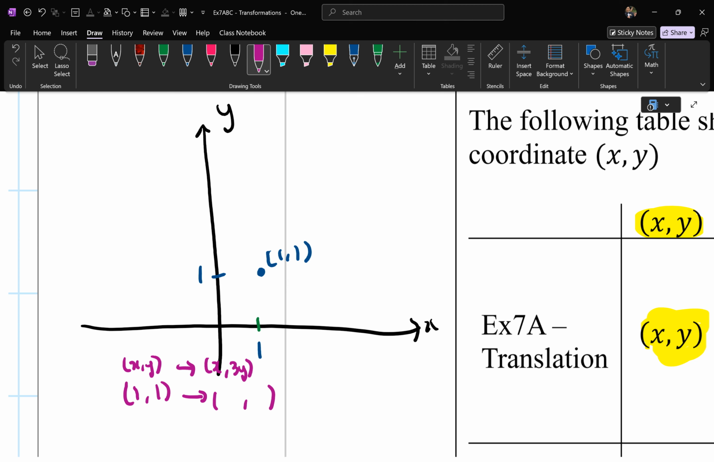Following this mapping notation, for every xy coordinate, it will become x and then 3y. What would the new one be? 1, 3, because the x doesn't change. I'm not multiplying the x, so the x stays the same. Still 1, but 3, I'm multiplying the y value. So if y is 1, this becomes 3. So what's happening here is when I do a multiplication, the coordinate is still 1, but in fact, it's gone up by a factor of 3. This is my new coordinate.